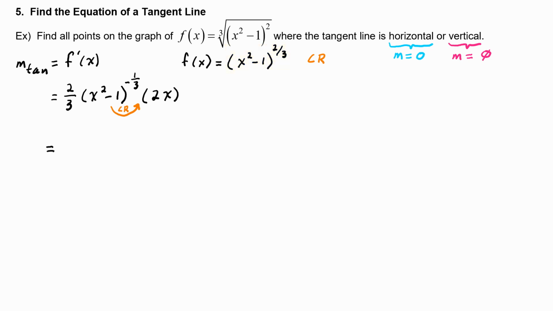Now, if we clean up this derivative, in the numerator, we will have this 2 times 2x, so we're going to have 4x. In the denominator, we will have a 3, and we are going to have x squared minus 1 to the positive 1/3, or we can write it as the cube root of x squared minus 1. Now, we are interested in the places where this slope is either 0 or undefined.